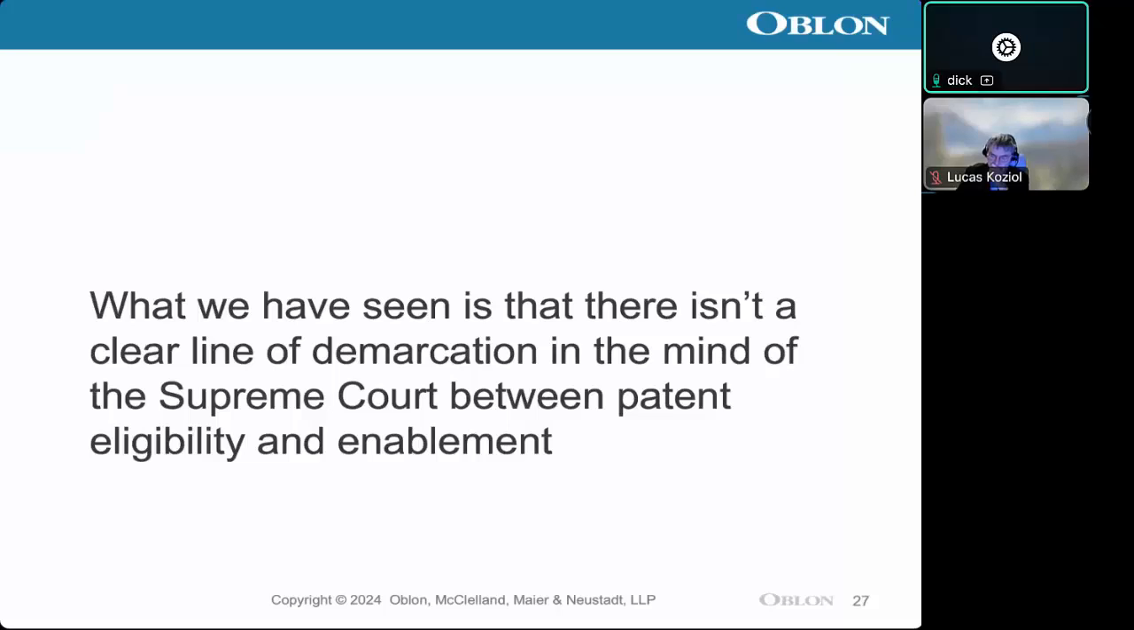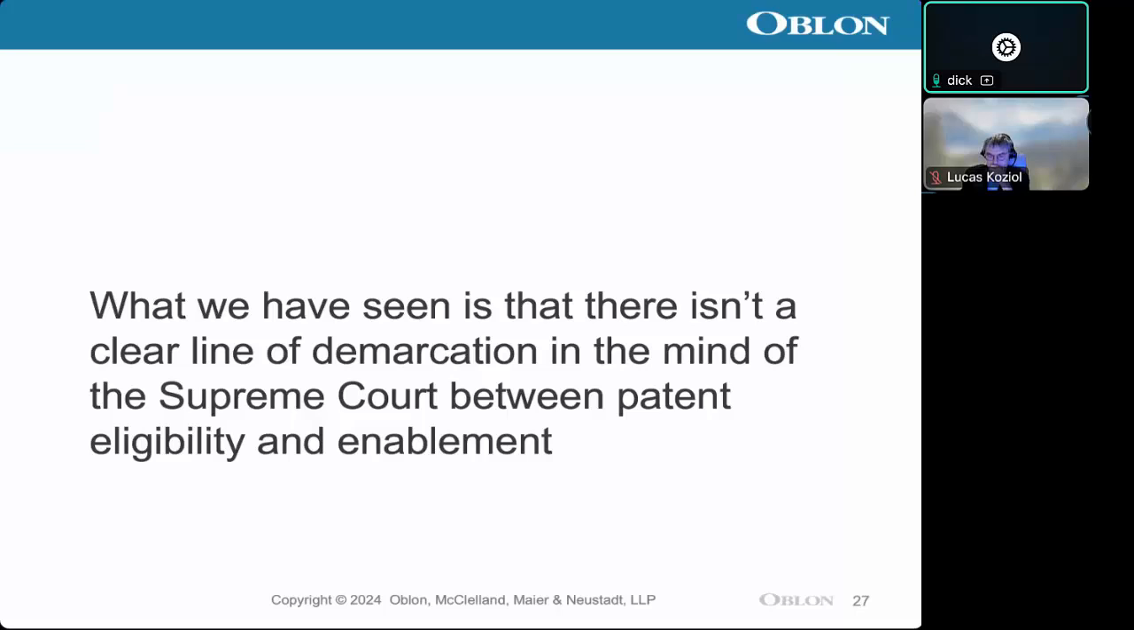Basically, if you look at the cases, there really isn't a clear line of demarcation in the mind of the court between patent eligibility, in other words, abstract idea, and enablement. Now, it shouldn't be too surprising since most of these cases predate the 1952 Act. Until the 1952 Act, patent eligibility, 101, enablement, written description, best mode were all part of the same statute in a long run-on paragraph. Congress hadn't really distinguished between them.